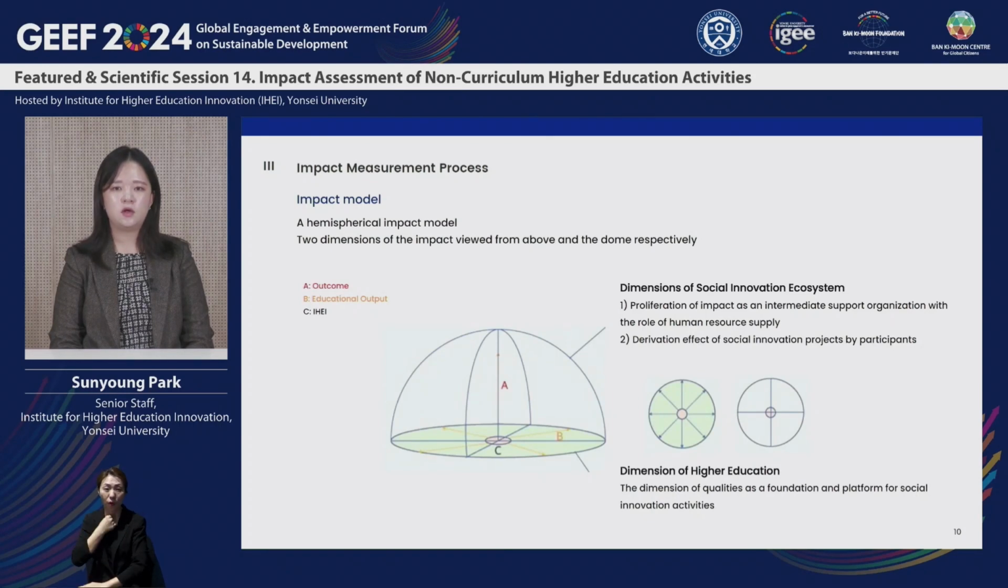Firstly, in this hemispherical impact model, we presented the impact of the higher education dimension by the size of the circle at the bottom of the sphere. This implies that education is at the root of the impact of the social innovation ecosystem dimension that we want to create. The more we spread examples of education that can strengthen social innovation awareness and capacity in society, the more the circle will gradually expand, and the more likely it is that the size of the circle itself will increase. We also defined that the volume of the circle can increase as achievements of the social innovation ecosystem dimension presented early in the impact structure diagram increase.